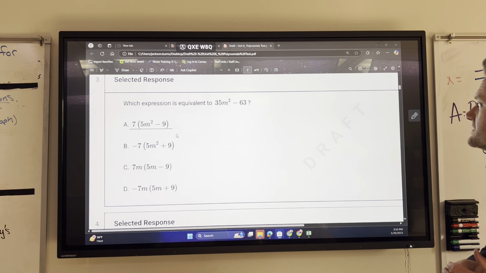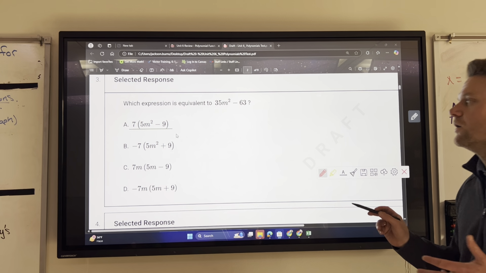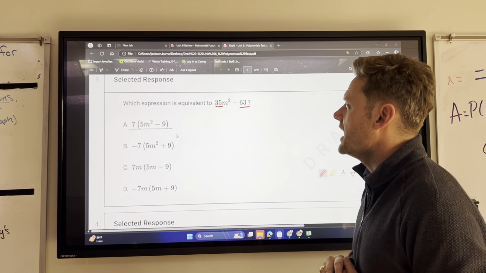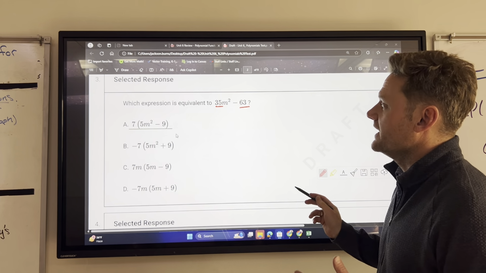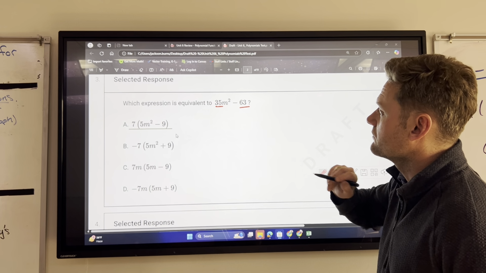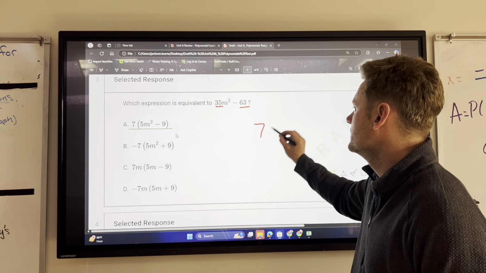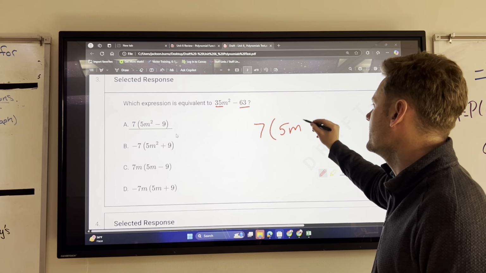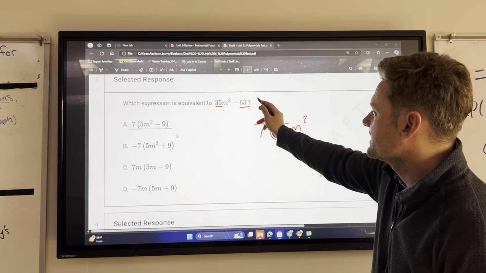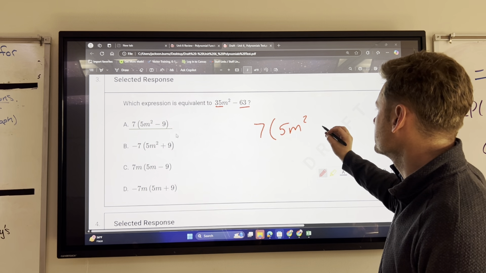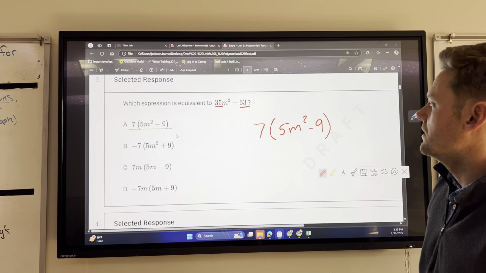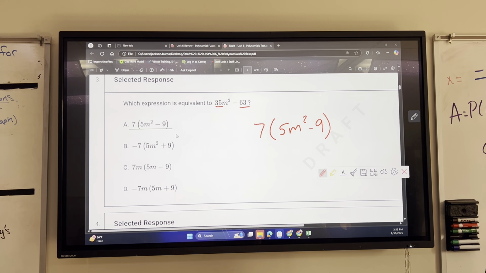All right, so this one looks kind of like a difference of squares, but it's not. All we need to do is undistribute here. So I need to get what's in common. If I divide in my calculator, I realize I can take out a 7. When I take out a 7 from 35, I'm left with 5m squared. If I take out a 7 from 63, I'm left with a minus 9. So that is all that we had to do there.